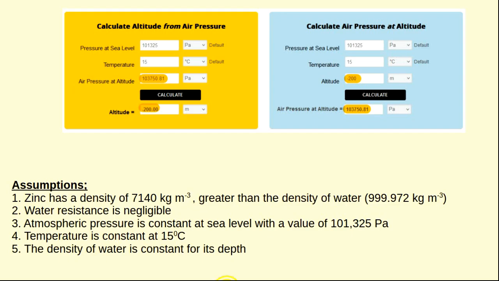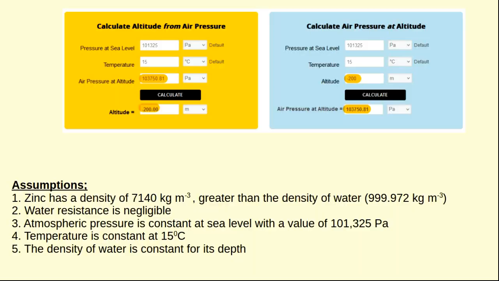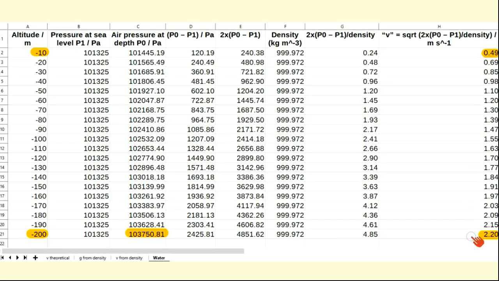Now if we compare that with the velocity of something dropped in air, it goes from 14 to 62.33. Now in water, it's going to go 0.49 to 2.20, so a lot slower, which is what you expect because the density of water is 1,000 or so kilograms per meter cubed, which is greater density, relative density, than the density of air, which is only 1 kilogram per meter cubed.